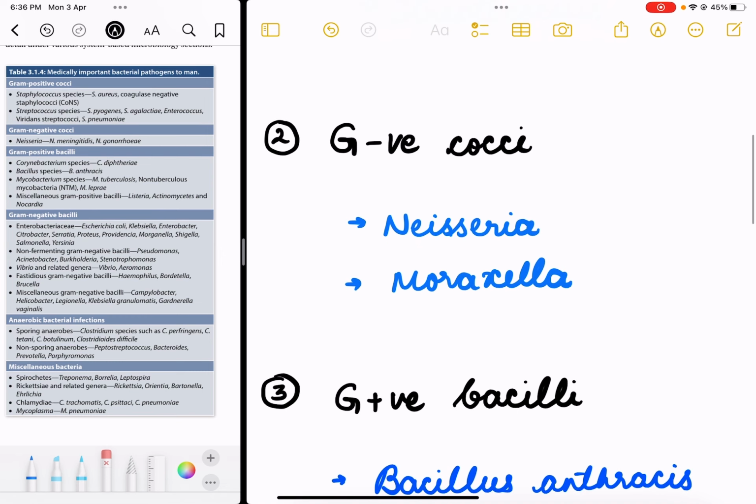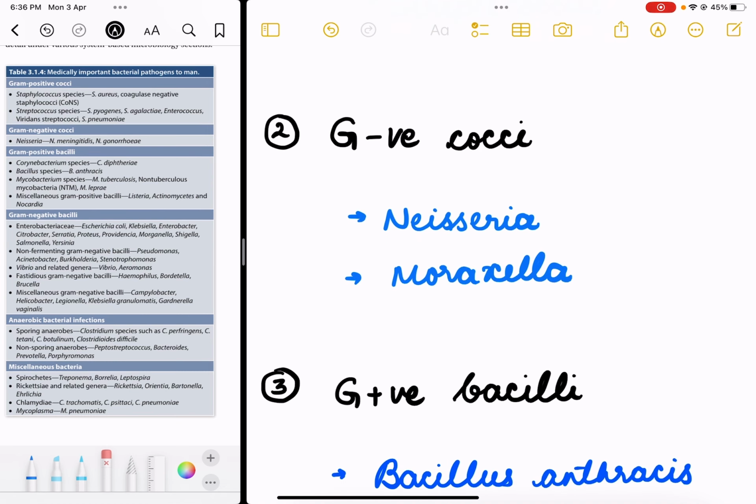Moving on to gram-negative cocci. Almost every coccus, every cocci, is gram-positive except for these two: Neisseria and Moraxella catarrhalis. Neisseria has two species, Neisseria meningitidis and Neisseria gonorrhoeae. So Neisseria and Moraxella, how do you remember this? Gram-negative cocci are Mn. Mn: Moraxella catarrhalis and Neisseria. Clear? So every coccus is gram-positive except for Mn, Moraxella and Neisseria.